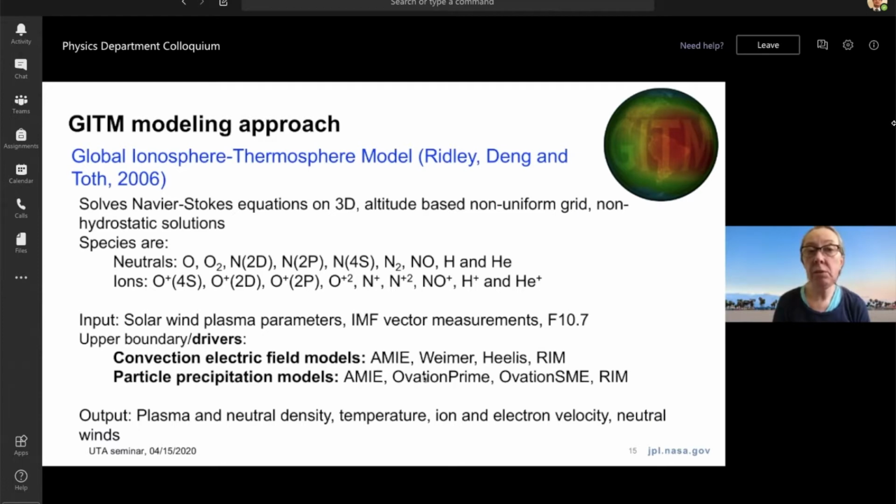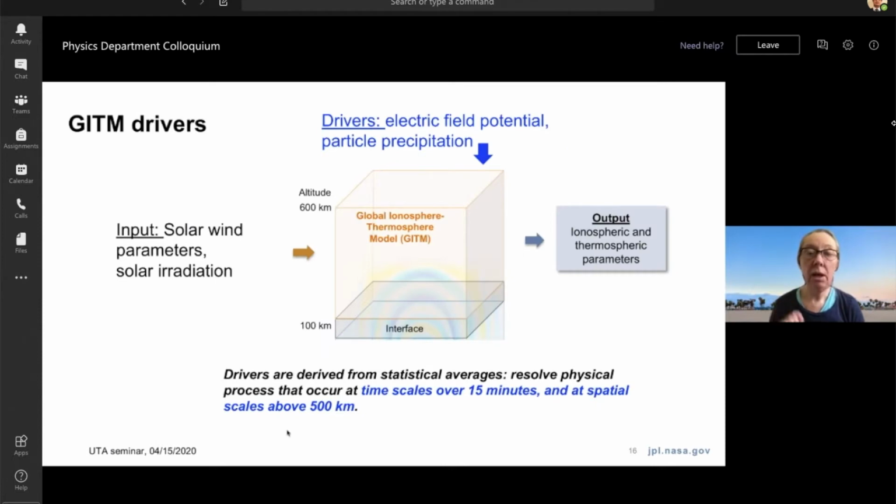This model solves Navier-Stokes equations for a variety of species, neutrals and ions, the dominant species in the upper atmosphere. And as an output, we look for plasma neutral density, temperature, velocities for plasma components and for winds. So that kind of gives us a bigger picture of how everything is connected. The way people usually run GITM, let's put it that way, is that we have input solar wind parameters, solar radiation, we have drivers, and we have outputs.